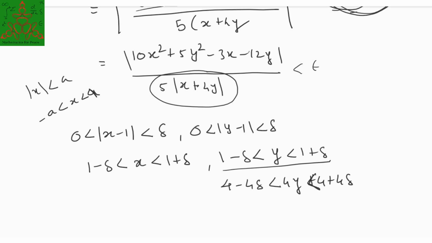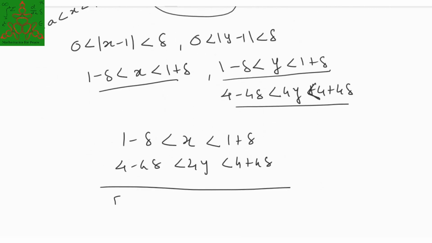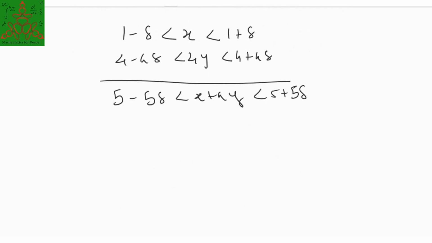So you will have this. Now you add these two inequalities, that means this inequality and this inequality. If you add these two inequalities, what you will have is 5 minus 5 delta less than x plus 4y less than 5 plus 5 delta. If you take a reciprocal here, then you will have 1 upon 5 plus 5 delta is less than 1 upon x plus 4y is less than 1 upon 5 minus 5 delta.